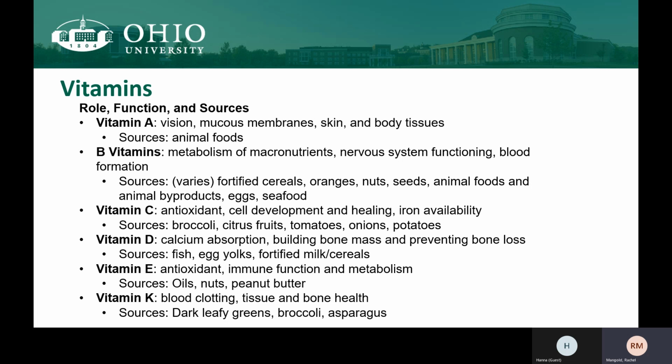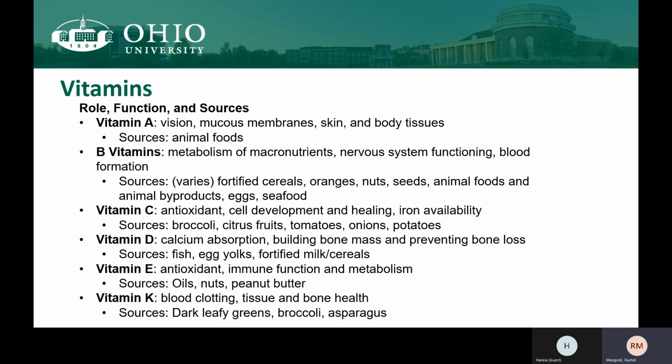Next up, we're going to talk about vitamin E. So just like vitamin C, this is an antioxidant. It's also important for immune function and metabolism. So also during COVID and getting into cold and flu season, making sure that we're getting enough vitamin C and vitamin E, as well as zinc, which we'll talk about in just a minute. So vitamin E, like I talked about, good for immune function and metabolism. You can get this through oils, nuts, and peanut butter.